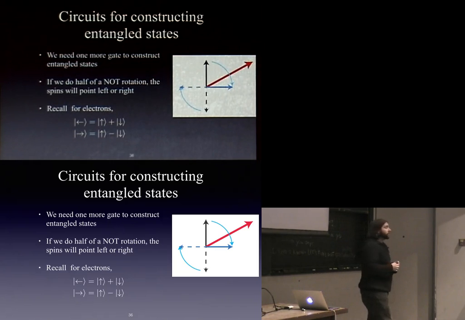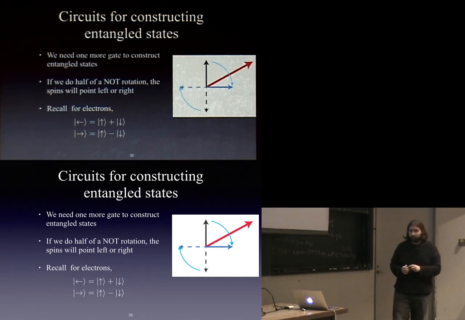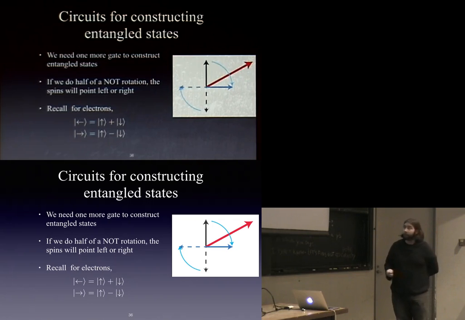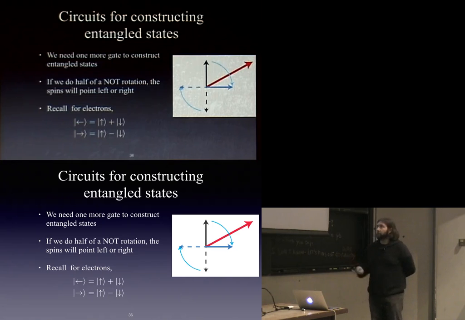Okay. Now, when we're talking about quantum bits instead of classical bits, there are certain types of circuits that you can build that you could not build in a classical way, right? For instance, what if I didn't do a 180-degree rotation? What if I did a 90-degree rotation, right? If I do a 90-degree rotation, up goes to right and down goes to left, right? But if you remember the rules for electrons, the point is that left is equal to up plus down, and right is equal to up minus down. And these funny rules tell me that these left and right are also orthogonal in the way that up and down are orthogonal.